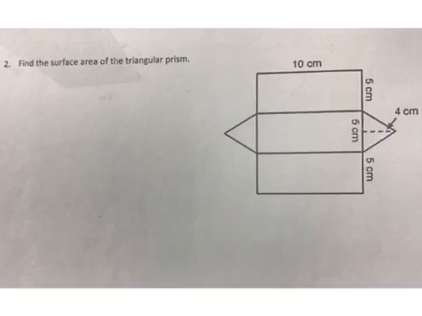Now you're going to find the surface area of this triangular prism, number 2, on your own. Go ahead and hit pause, and whenever you're done, you can go to the next slide and it'll have the answer key and you can check your work.